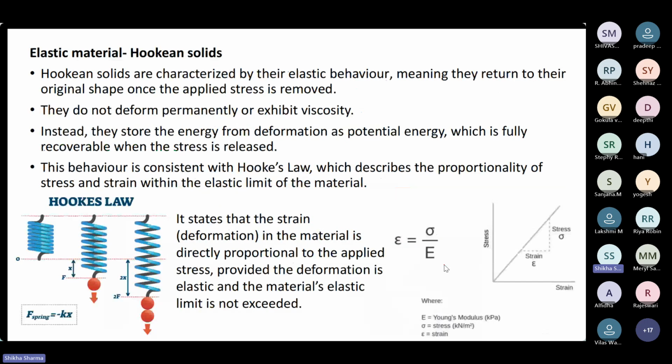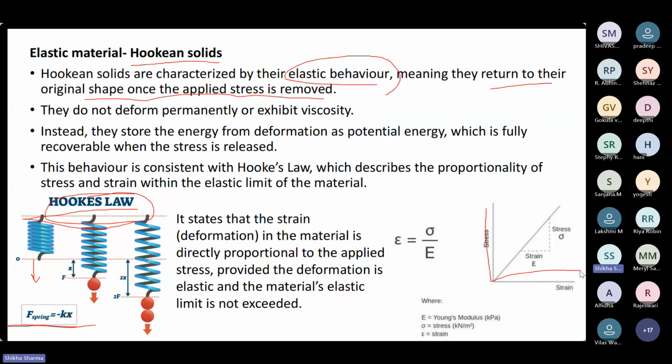In the elastic materials, Hookean solids have elastic behavior, and they return to the original shape once the applied stress is removed. They follow Hooke's law. What Hooke's law says is F equals minus kx. It means that when we apply some stress, strain is directly proportional to stress, as we see in the stress-strain curve.